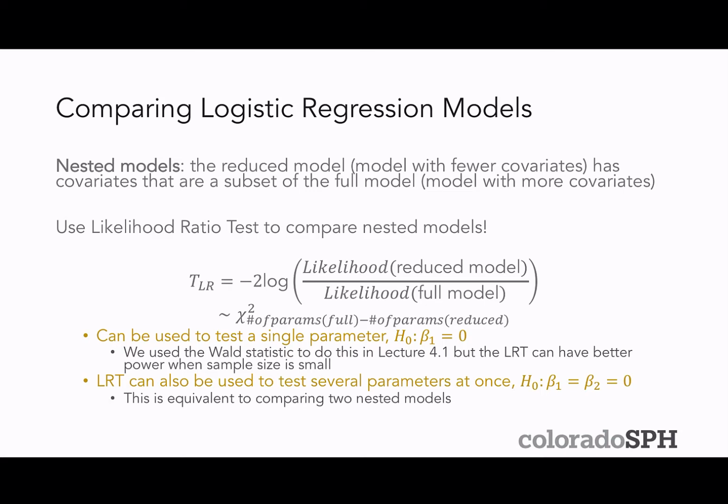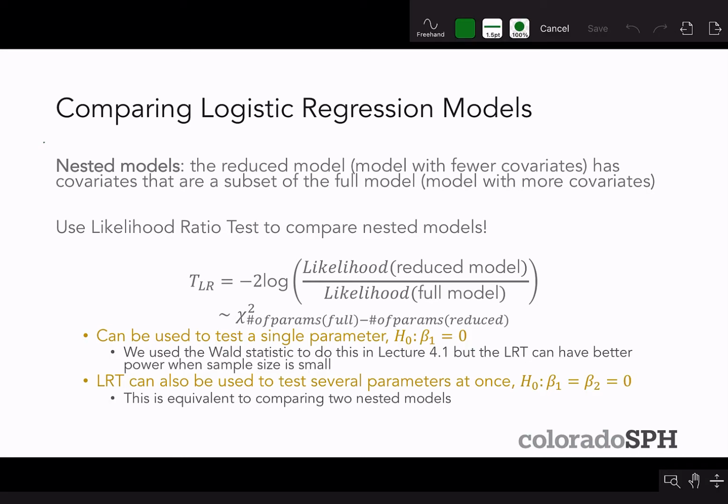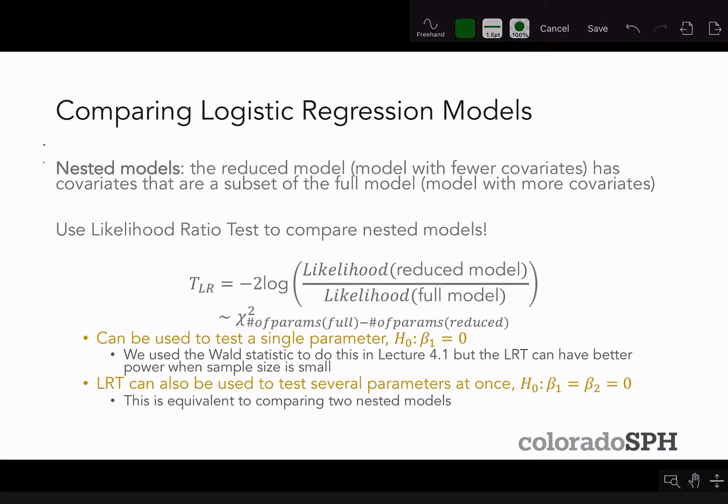So generally, we might want to run a couple models and be able to compare between them to decide which is the better model. And for nested models, as you would in linear regression, a good way to do this is using the likelihood ratio test. And as a reminder, when you have nested models, you have a reduced model, which is a model with fewer covariates, and then a full model, which is a model with the same set of covariates as in the reduced model, plus a few more.